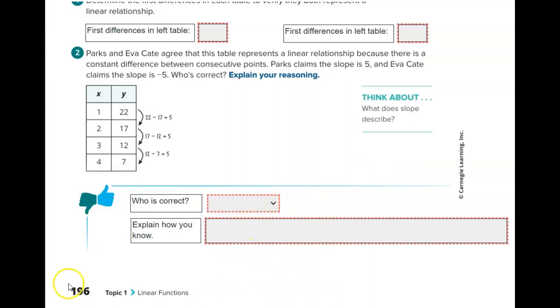So that is everything you need to know to successfully complete and understand everything on page 196. Thank you.